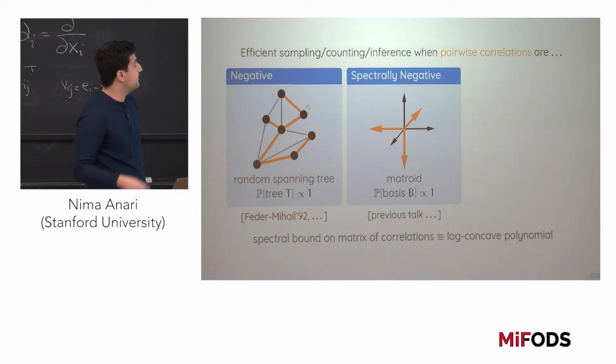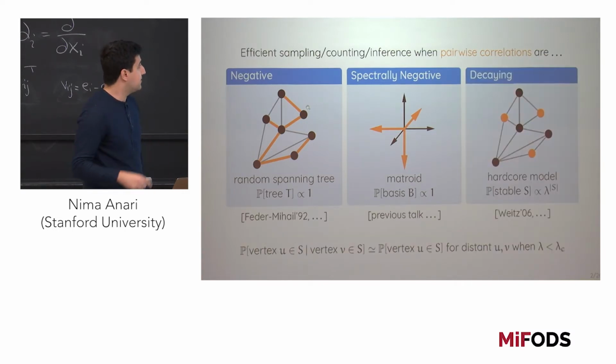So Cynthia talked about matroids. Matroids don't necessarily have this property, but they have some form of spectral negative correlation. I'll get to what I mean by this later on. But there are also other results in the sampling counting community where correlations are not necessarily negative or positive, but you still can get sampling or counting algorithms that are efficient.